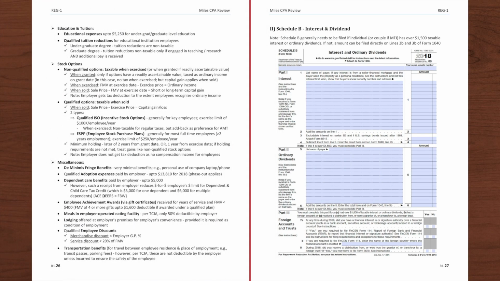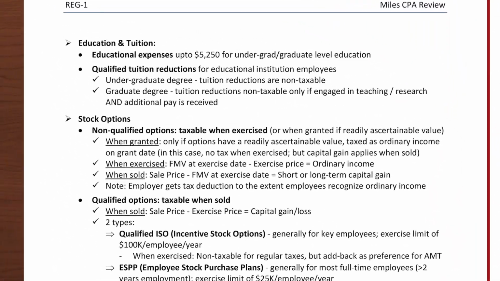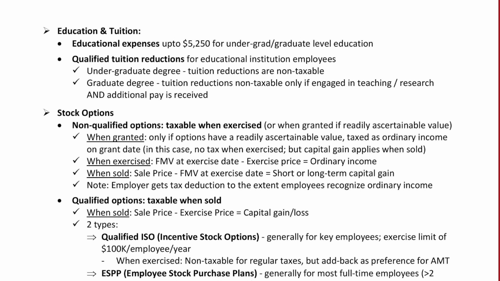Move on to page 26 and we continue to look at non-taxable fringe benefits for employees. Next, we're talking about education and tuition expenses incurred by the employer on behalf of the employee. Highlight educational expenses up to $5,250 for undergrad or grad level education is non-taxable to the employee. And right there, MBA is okay.